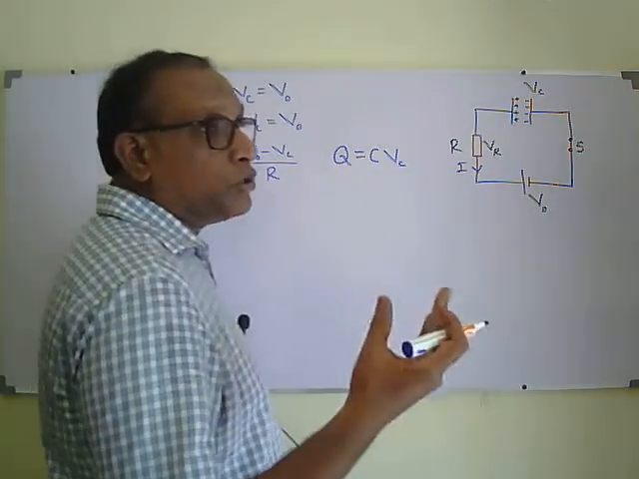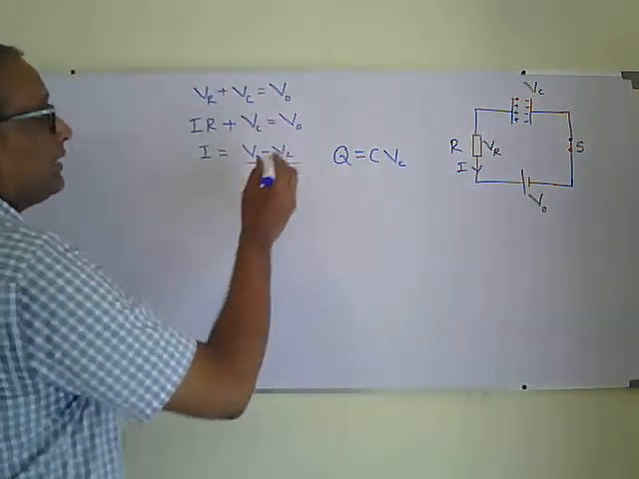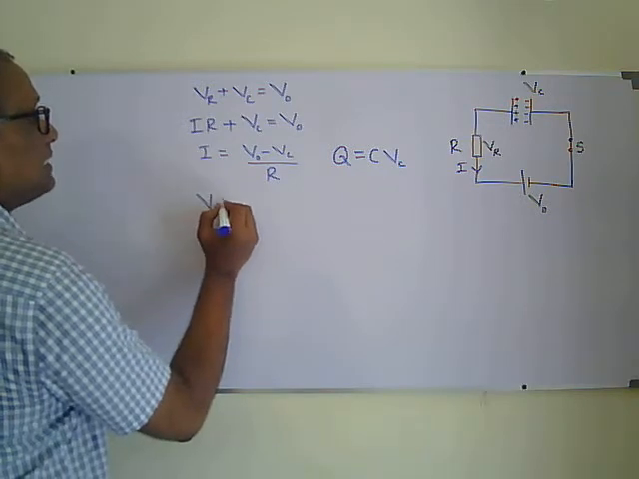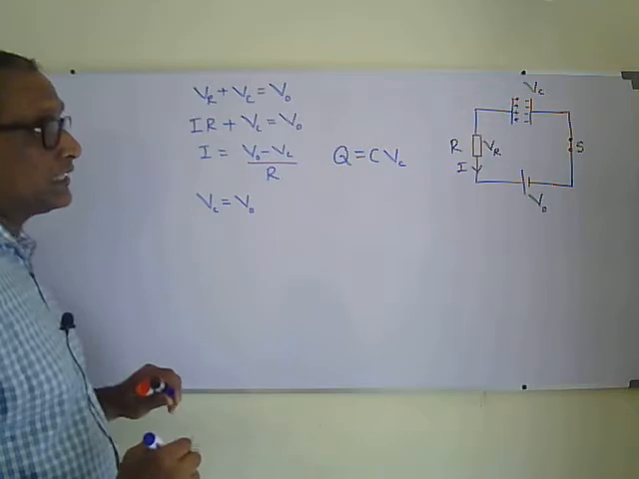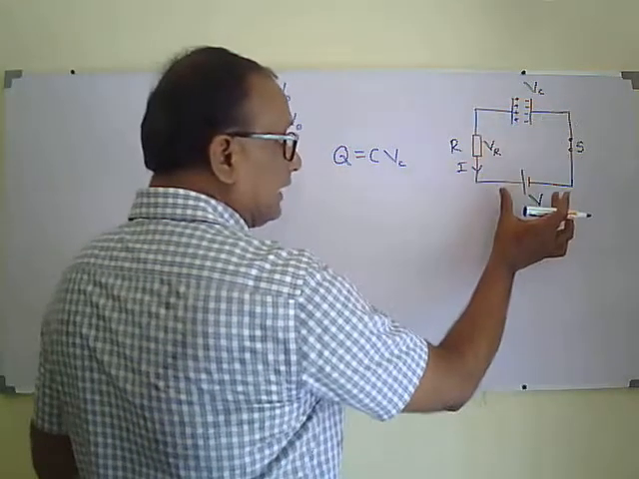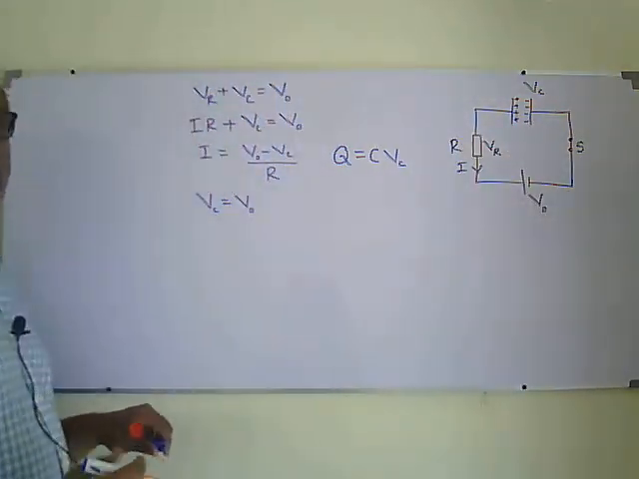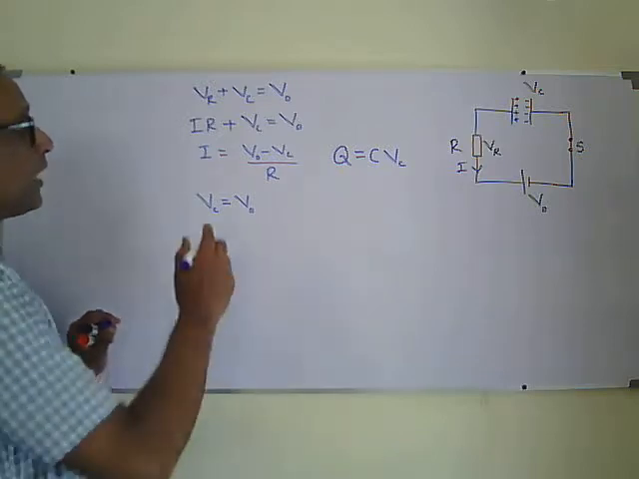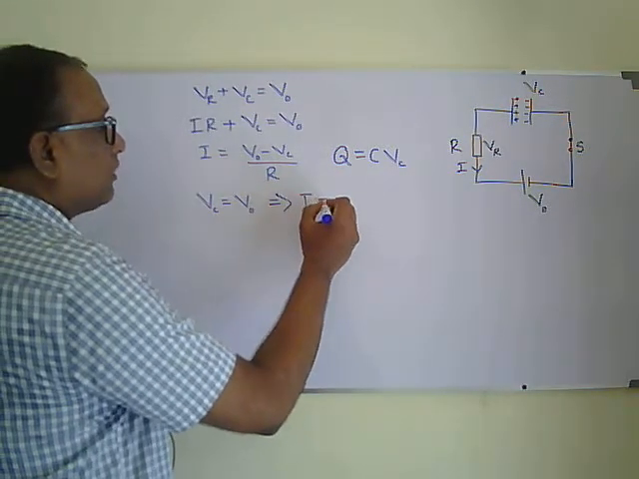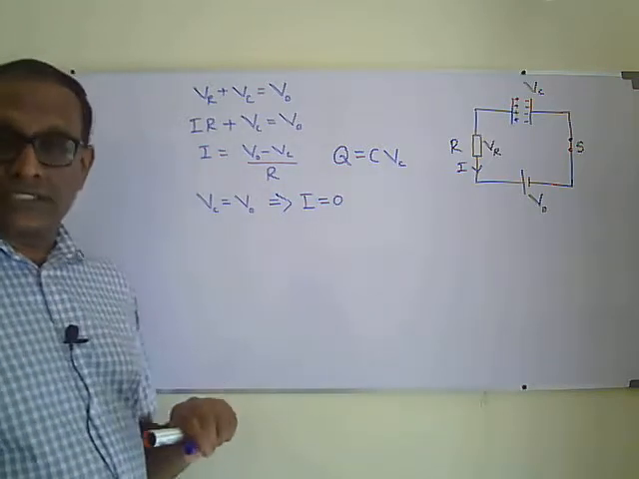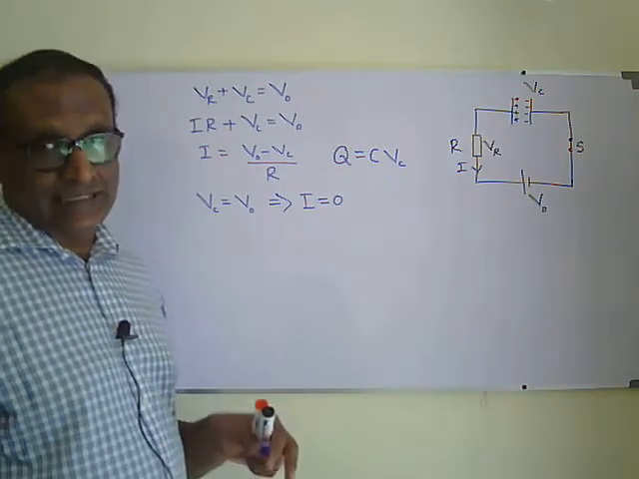When will the charging process come to an end? When the voltage across the capacitor VC becomes equal to V naught, that is, the voltage across the capacitor becomes equal to the EMF of the DC power supply, the current flow will become equal to 0. Current flow becoming 0 means the charging process will come to an end.